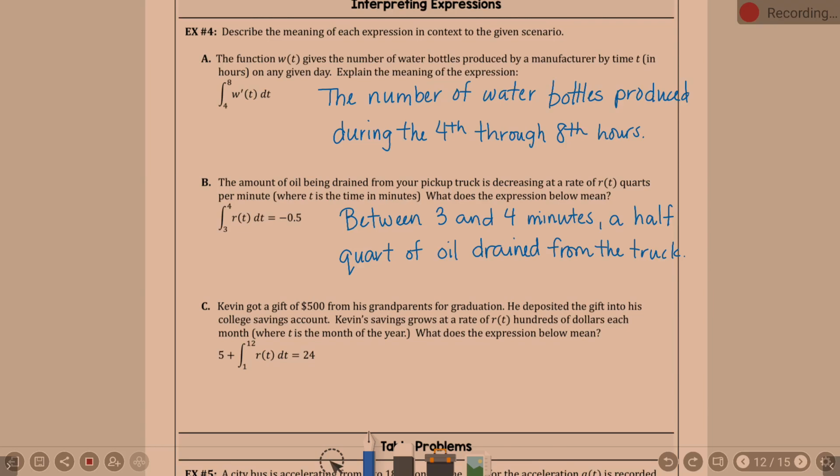Okay, good. Keep going here. Kevin got a gift of $500 from his grandparents for graduation. He deposited the gift into his college savings account. Kevin's savings grows at a rate of R of t hundreds of dollars each month, where t is the month of the year. What does the expression below mean? We have 5 plus the integral of 1 to 12 of R of t dt equals 24. Kevin initially had $500, and then after 1 year, he had $24.